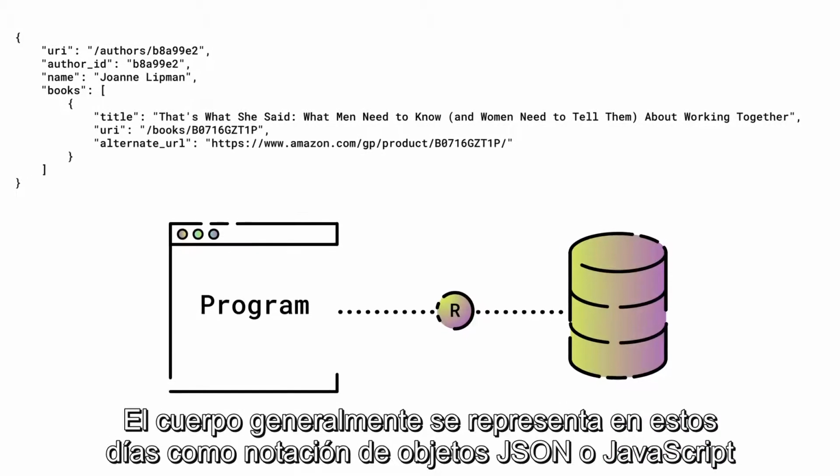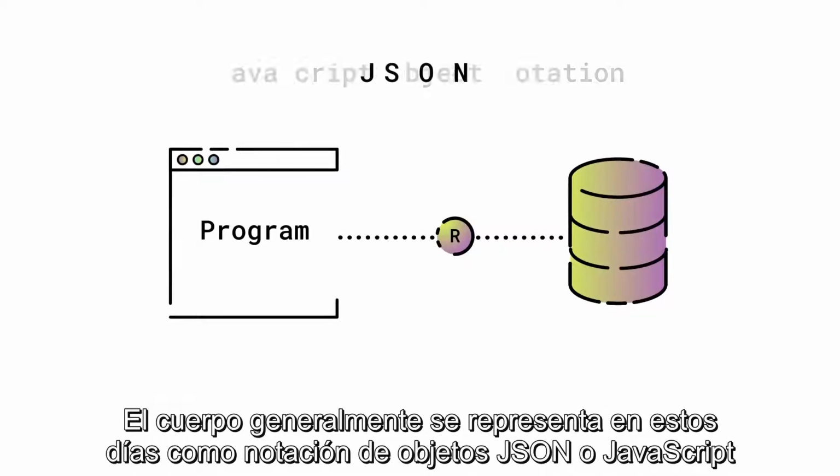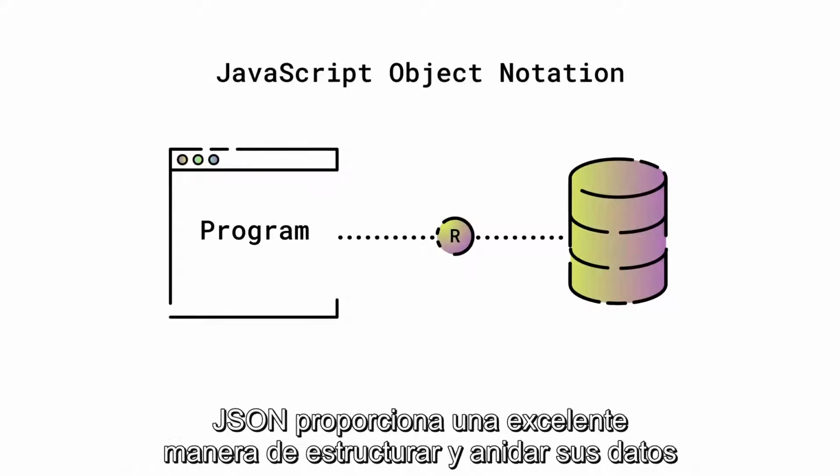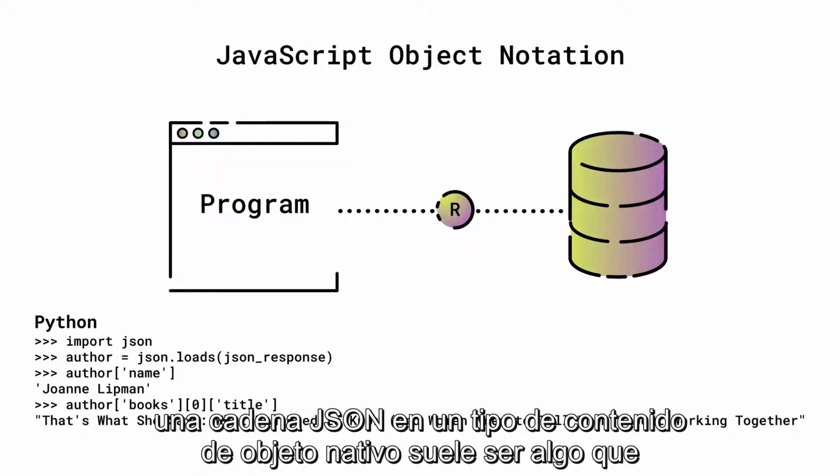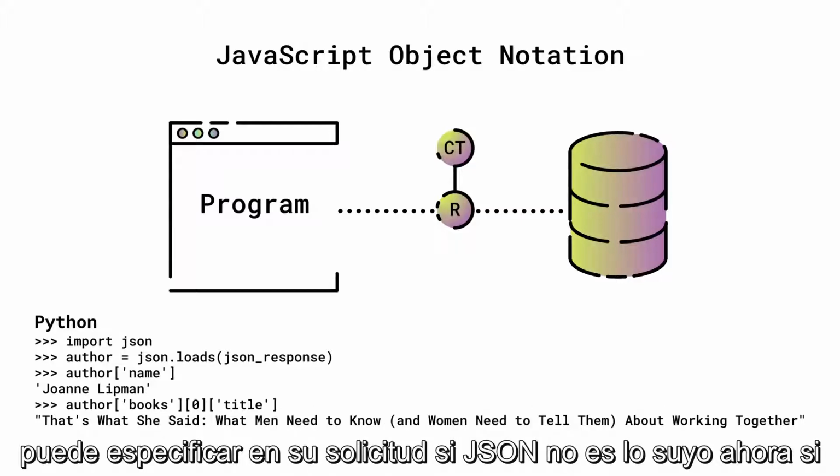And the body is typically represented these days as JSON, or JavaScript Object Notation. Now, JSON provides a great way to structure and nest your data. Every programming language that I can think of provides some means of turning a JSON string into a native object. Content type is typically something that you can specify in your request, if JSON isn't your thing.